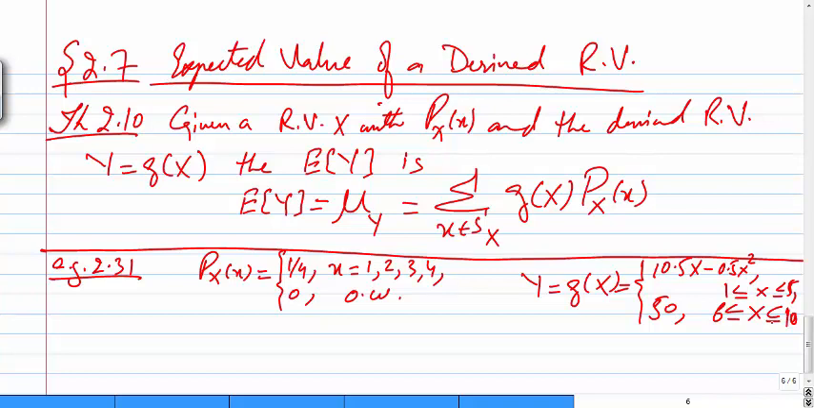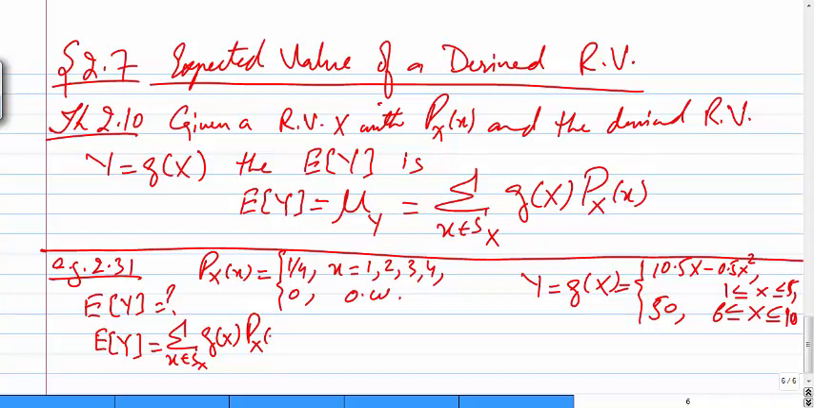Now the question is, what is the expected value of y? We use this theorem to find it, and we say that the expected value of y is equal to the summation over x belonging to S of g(x) times p_X(x).